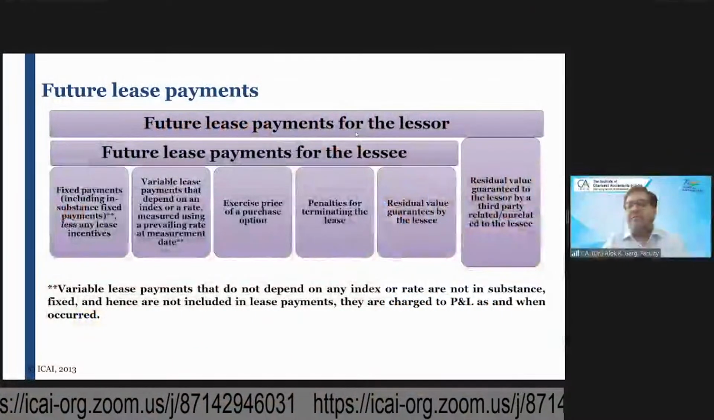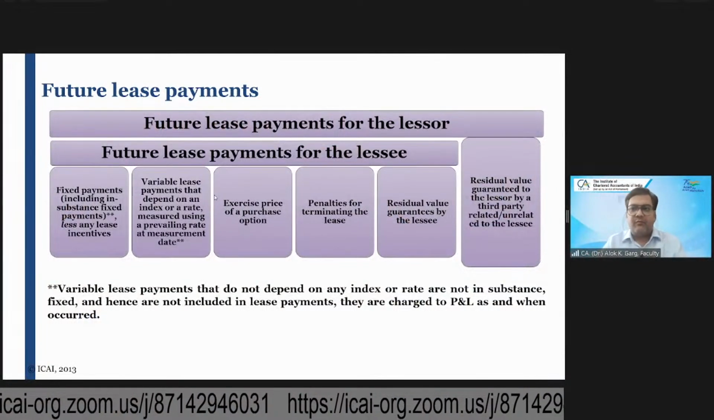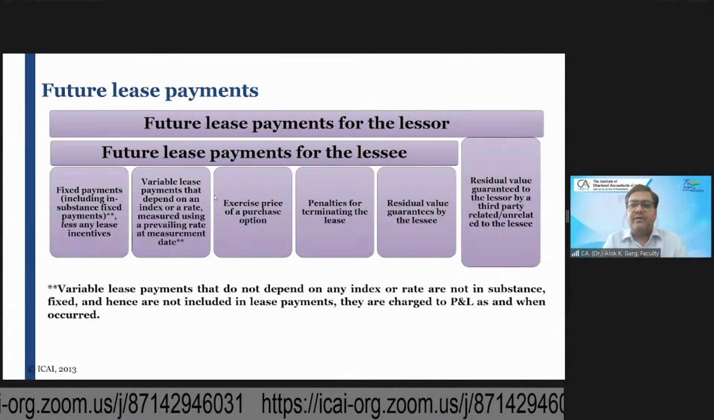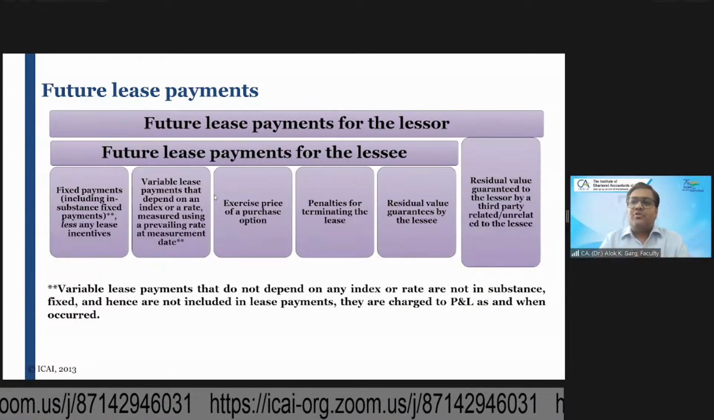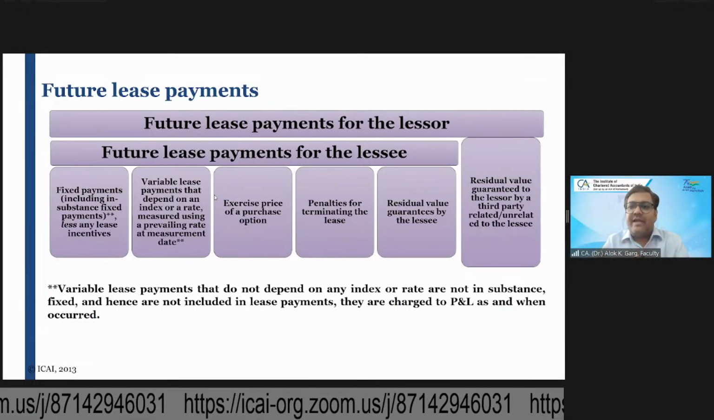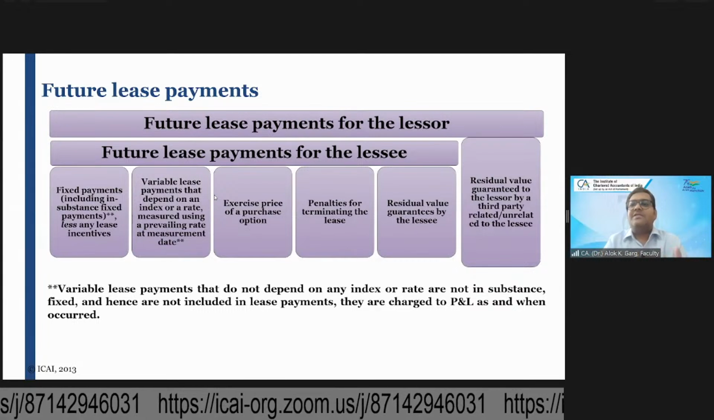We are discussing the lease consideration. And what is the lease consideration? It's a lease payment. We are discussing lease payment, correct? So generally what happens is, visualize the life cycle of this entire lease payments.